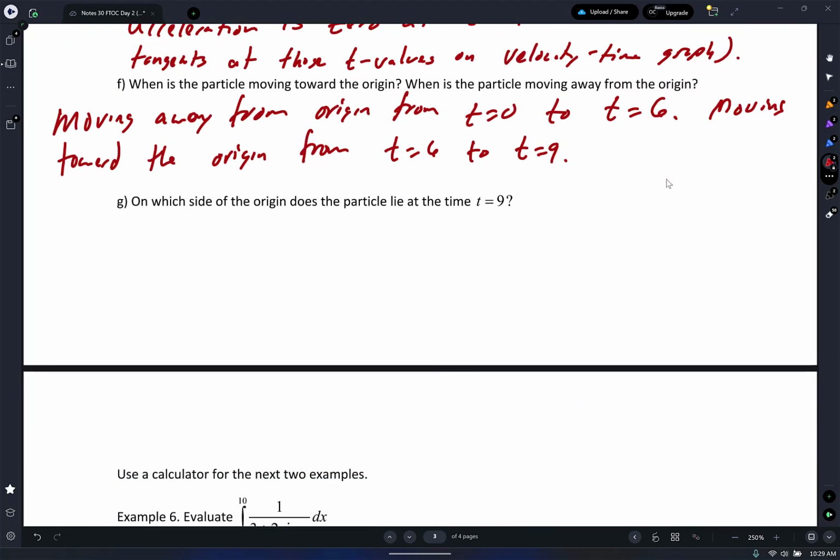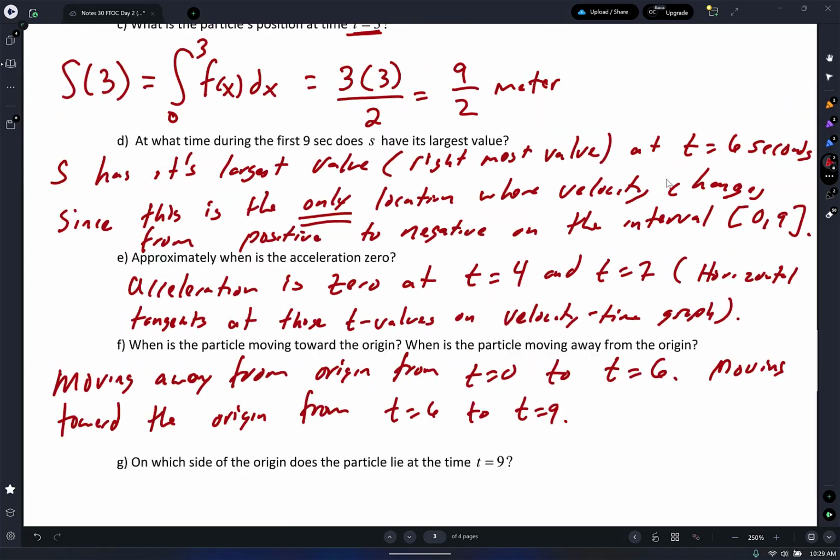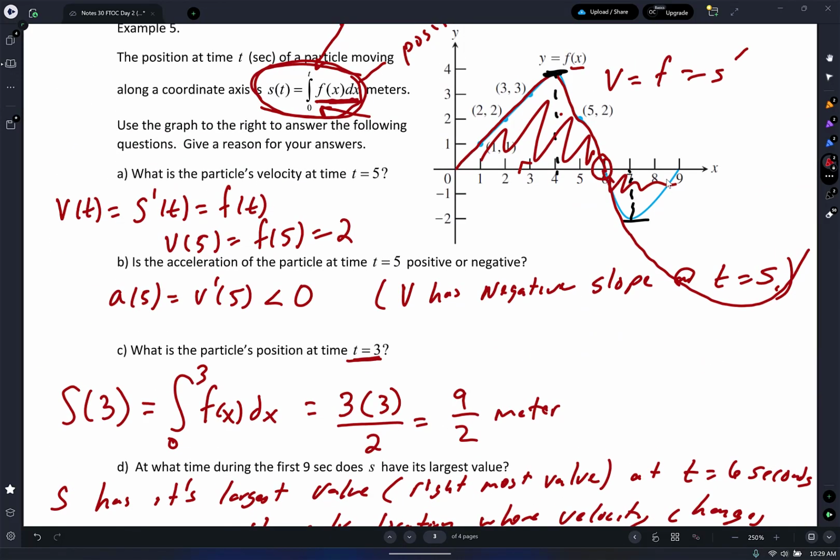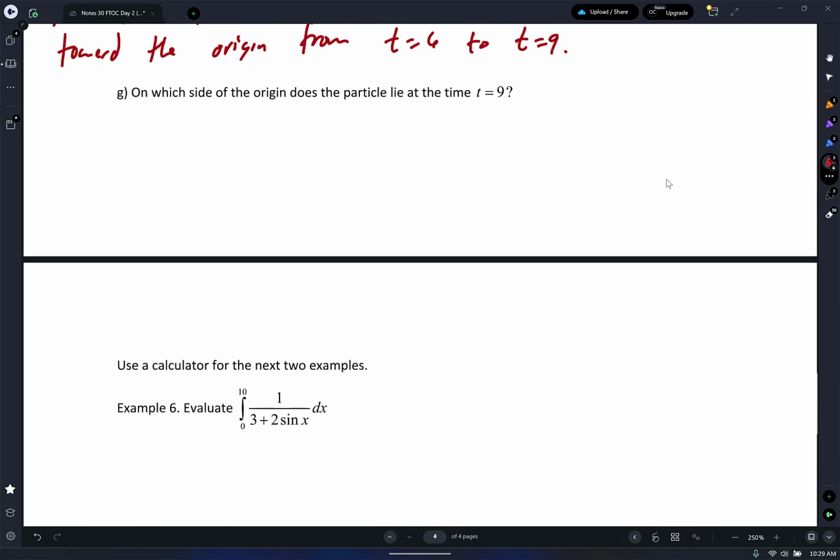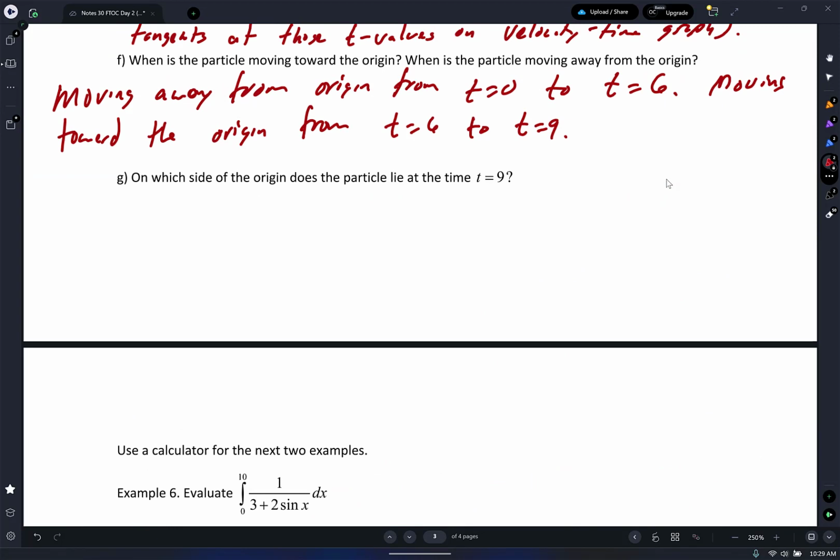On which side of the origin does the particle lie at t equals 9? Well, is there more area above the x-axis or below the x-axis? Above. So are you to the right of the origin or to the left? To the right. So I'm going to write particle. Does it say on which side of the origin does the particle? Yeah. Particle.